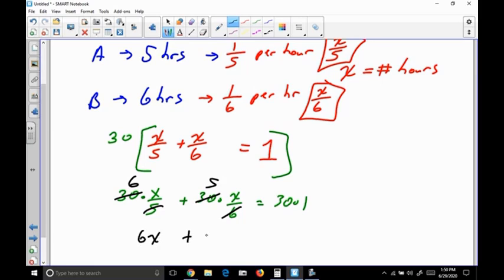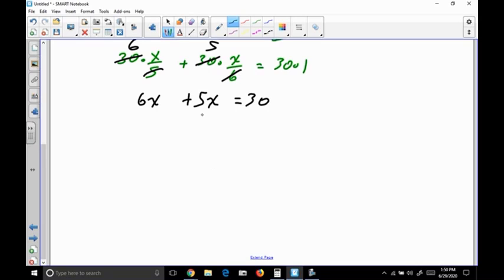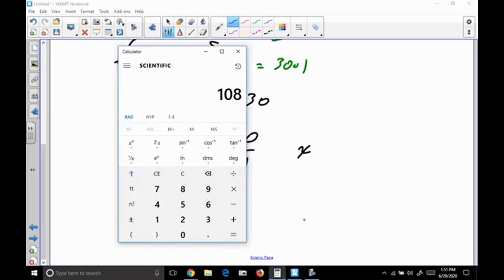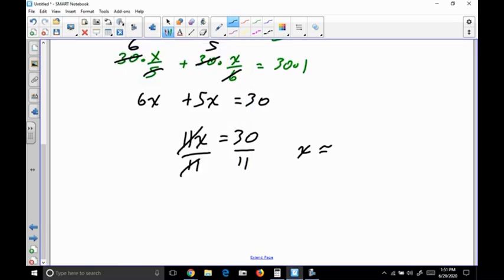We have 6 times x plus 5 times x. Well, those are like terms, 6x plus 5x. And then to get x by itself, divide both sides by 11. So x is exactly 30 over 11, or as a decimal, about 2.73 hours.